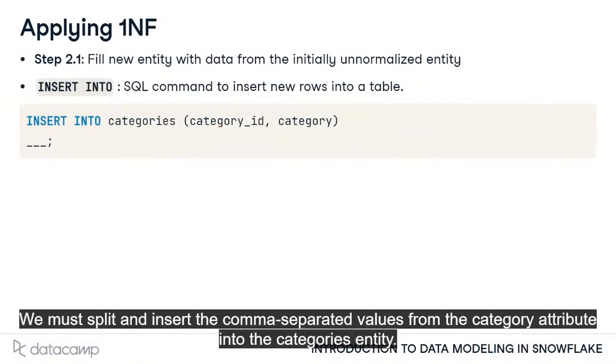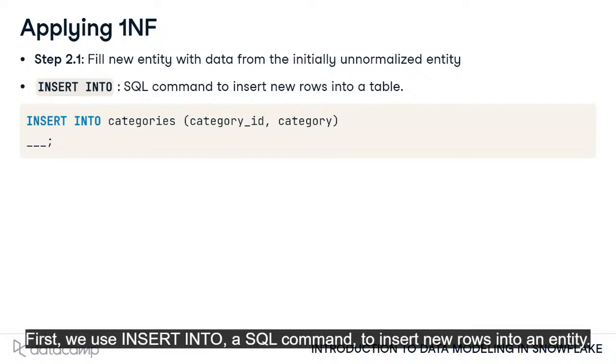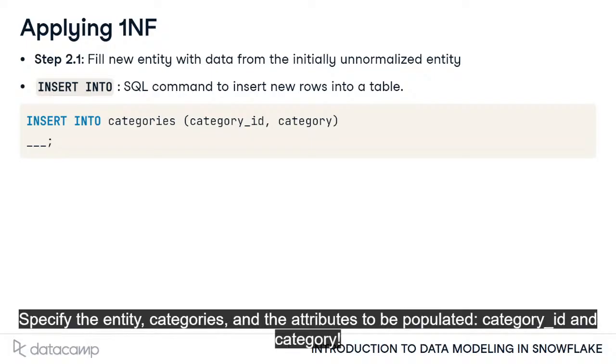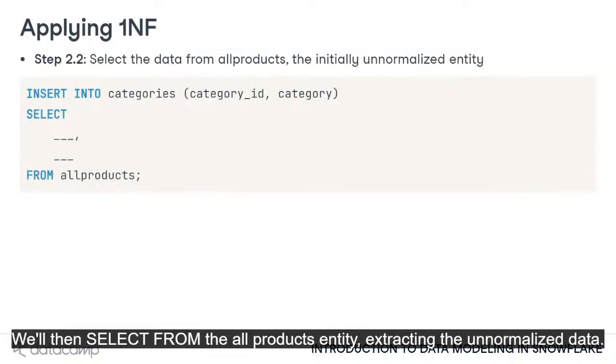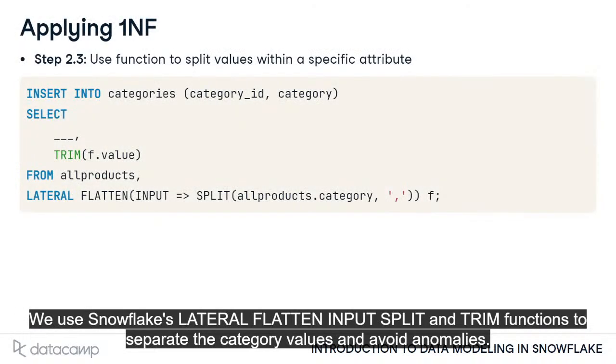We must split and insert comma-separated values from the category attribute into the categories entity. First, we use INSERT INTO, a SQL command, to insert new rows into an entity. Specify the entity, categories, and the attributes to be populated, category ID and category. We'll then select from the all products entity, extracting the unnormalized data. We use Snowflake's lateral, flatten, input, split, and trim functions to separate the category values and avoid anomalies.